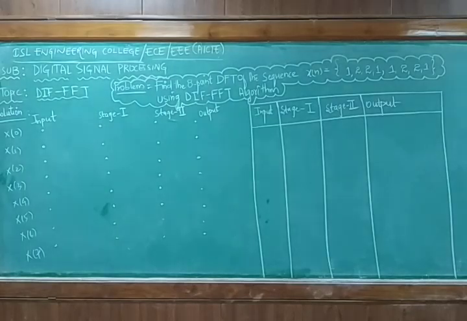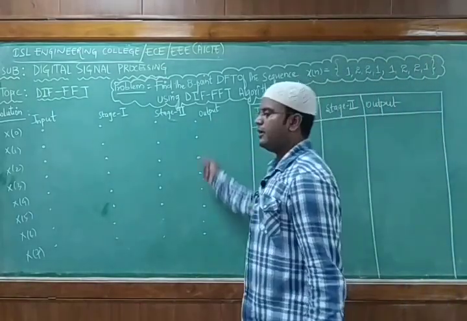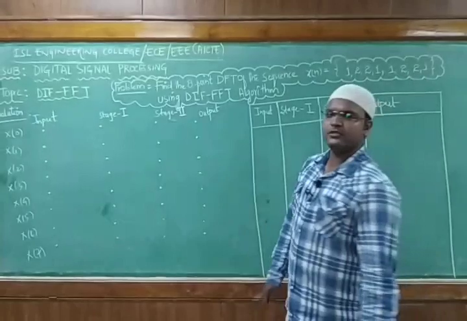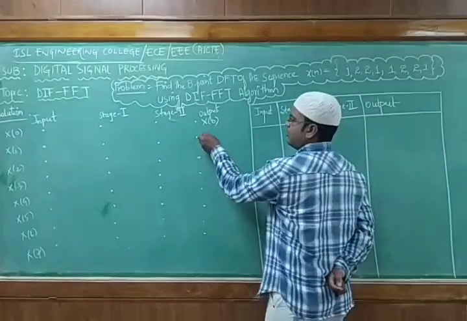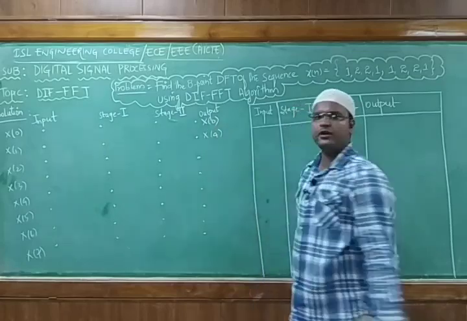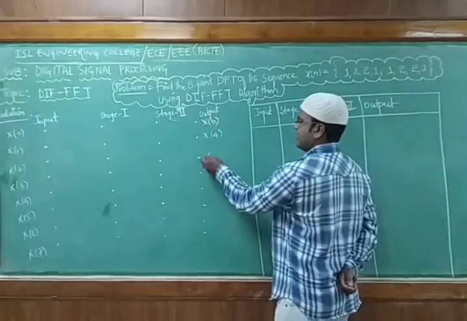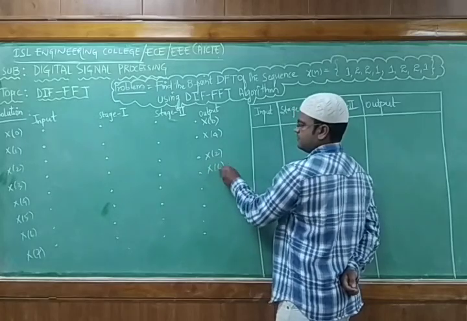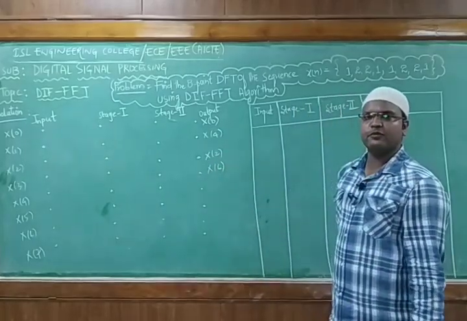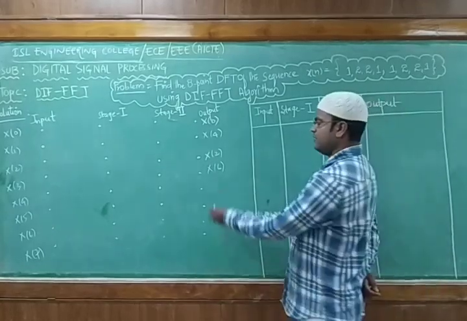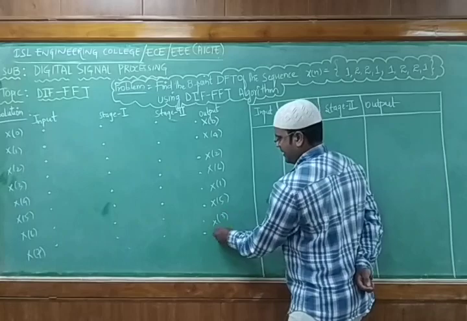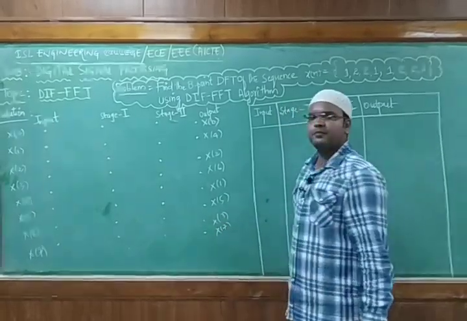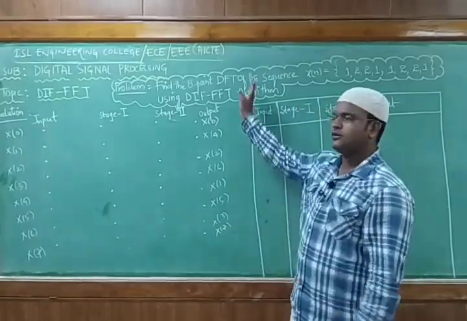Next, I need to write the output. The output should be in bit reverse order. What is the meaning of bit reverse order? The first should be x of 0. The next would be x of 4, so the difference between these two is 4. Similarly, next would be x of 2 with x of 6, whose difference is also 4. Similarly for odd: x of 1, x of 5, x of 3 and x of 7. So I mentioned the input as well as the output for the given sequence.